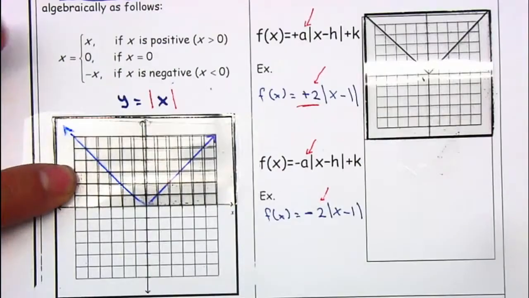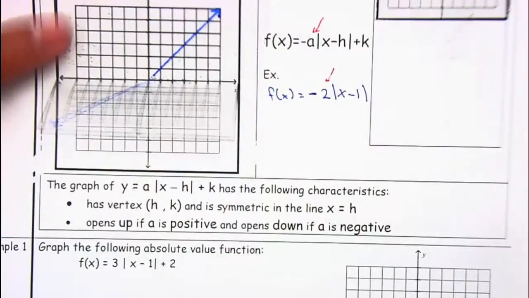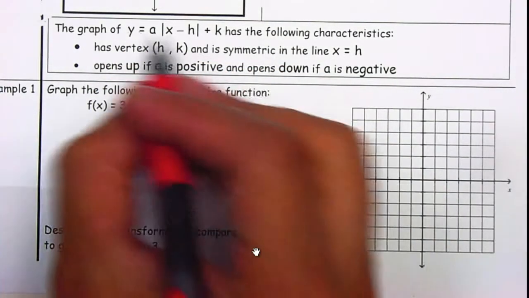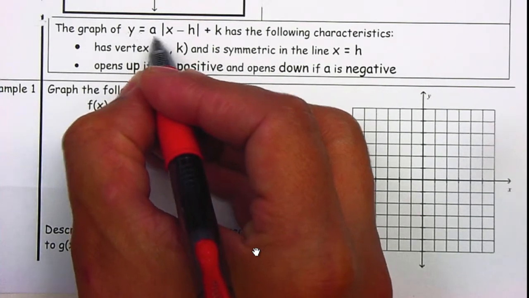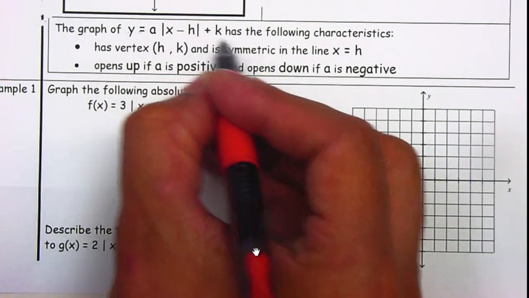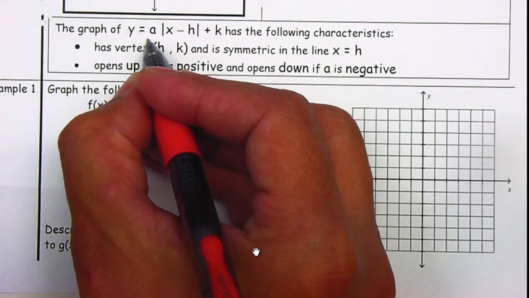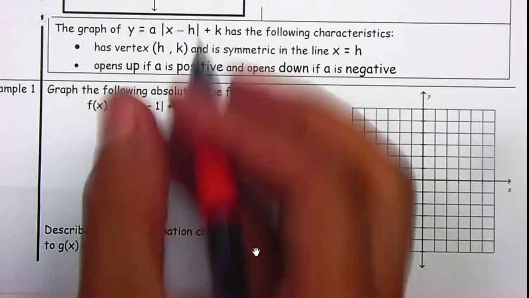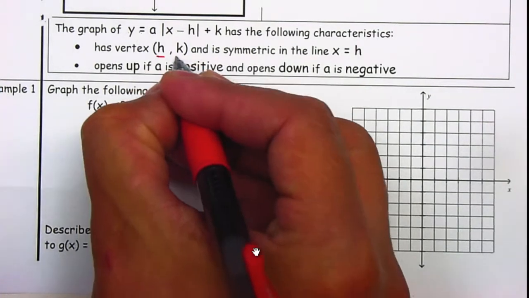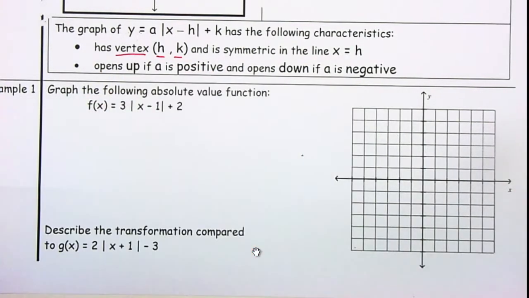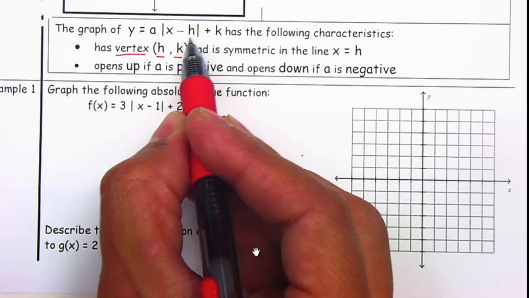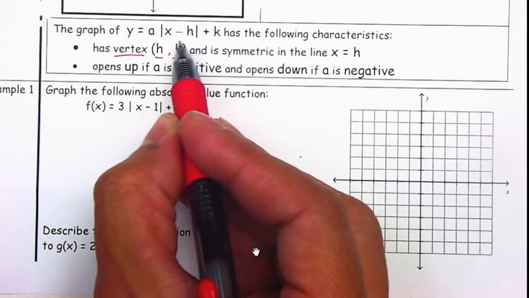Let's look at the equation. This is the equation of an absolute value function. y is equal to a, absolute value of x minus h, plus k, where a will determine how wide it opens and whether it's facing up or down. h and k will correspond to the vertex. Now, because this is x minus h, that means that the value of h is the opposite of what's here.